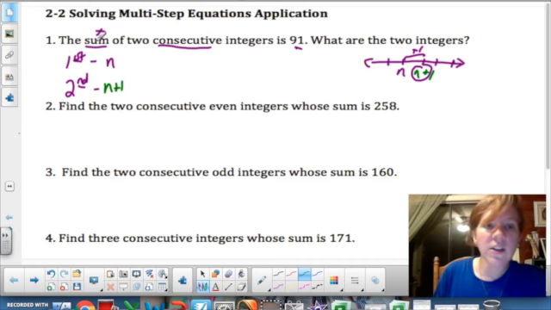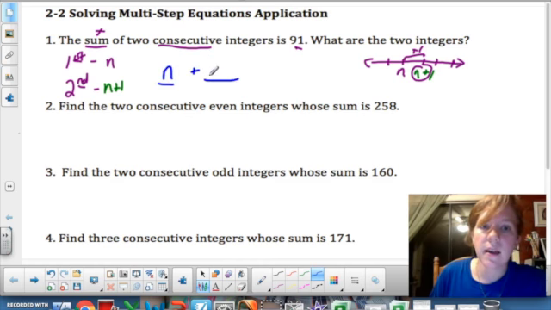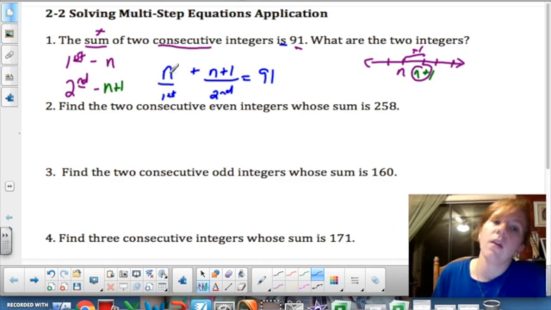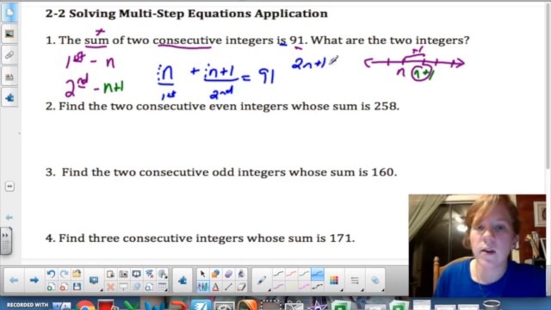Now to set up my equation, I know that I'm taking the sum of these 2 integers. So n, there's my first number, plus n plus 1, that's my second number, is, there's my equal sign, 91. To solve this equation, we're going to follow our rules. We're going to first combine those like terms. Remember, there's an understood 1 coefficient on both of those. So 1 plus 1 is 2n plus 1 equals 91. And then I'm just going to solve that equation.